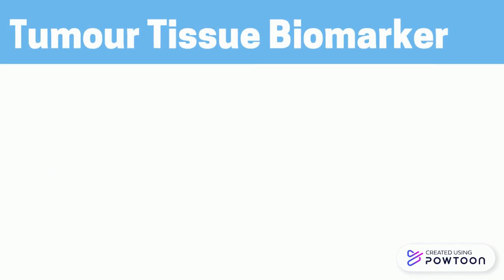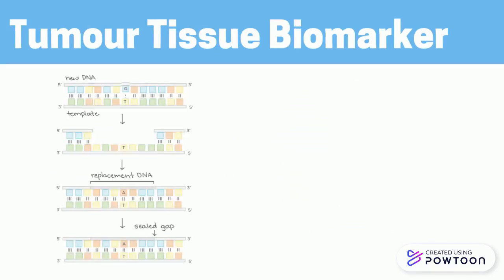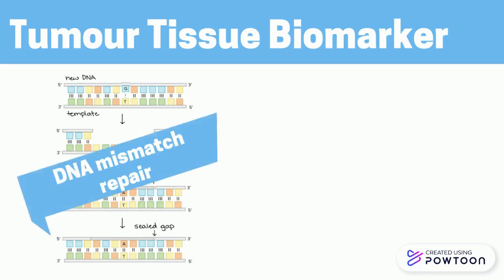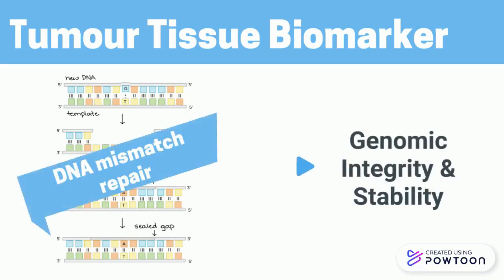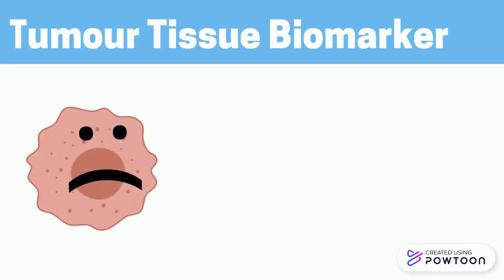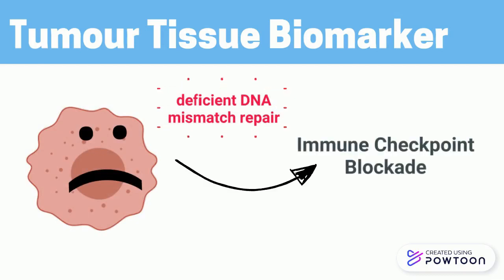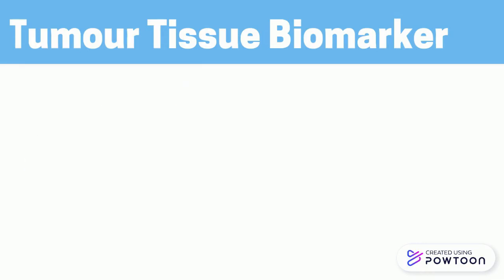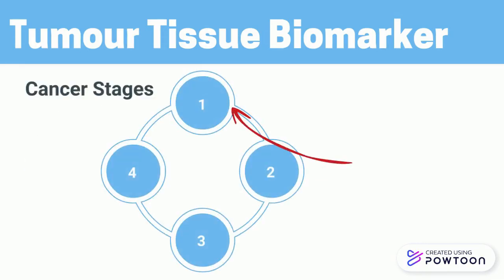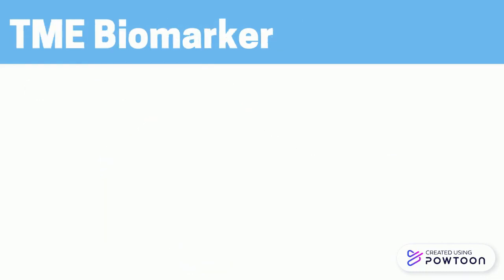In terms of tumor tissue biomarkers, there are genomic and non-genomic factors. For instance, the DNA mismatch repair system, a genomic factor, is crucial for genomic integrity and stability of the cells. Therefore, it has been demonstrated that tumors with a deficient DNA mismatch repair system are more sensitive to immune checkpoint blockade therapies. Interestingly, data shows that the deficiency is seen more frequently in early stages of cancer than in metastatic cancers, aiding in the selection of the best time point for the therapy.